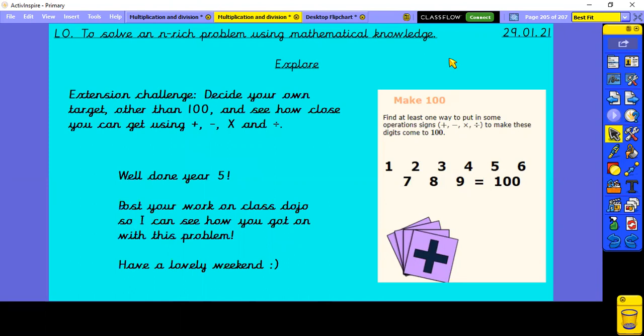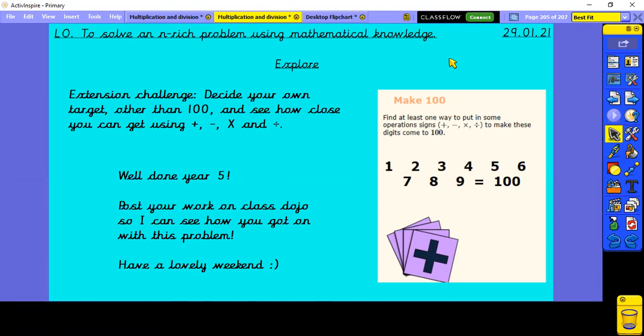Okay, so if you fancy a challenge, we have our extension. For the extension, you can decide your own target other than the 100 and see how close you can get to it using adding, subtracting, multiplying and dividing. Okay, so pause the video if you want to do the extension.